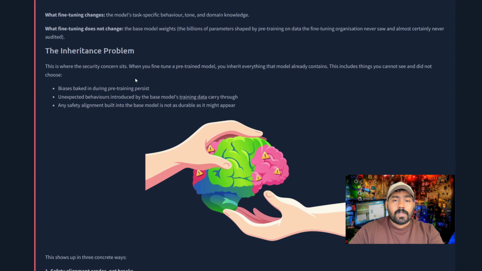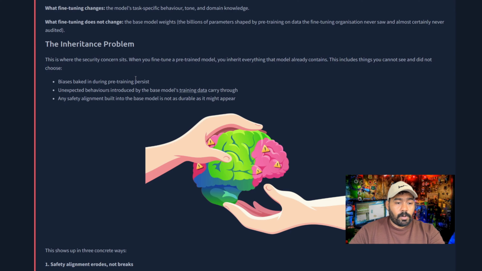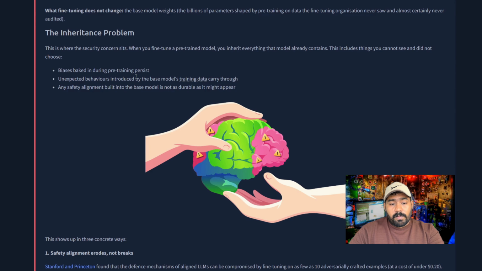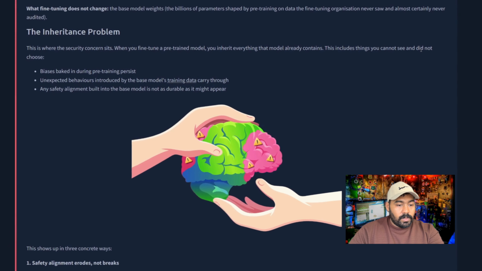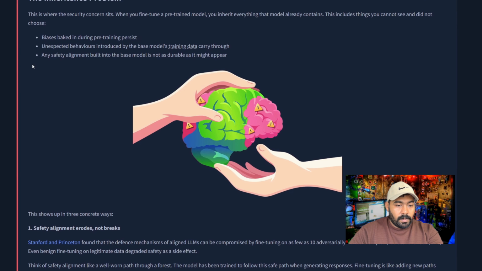And the next point is the inheritance problem. The room basically spells it out. When you fine tune a pre-trained model, you inherit everything that model already contains. This includes things you cannot see and do not choose. Here are three points to show up. First, safety alignment erodes, not breaks.